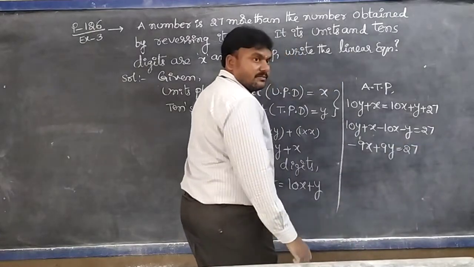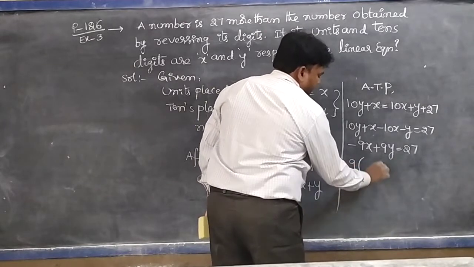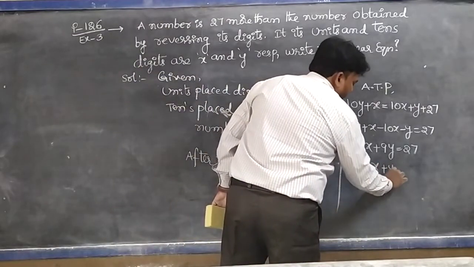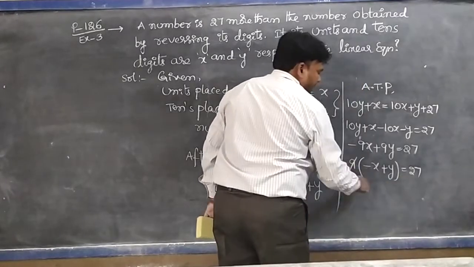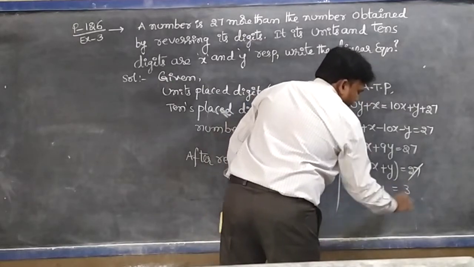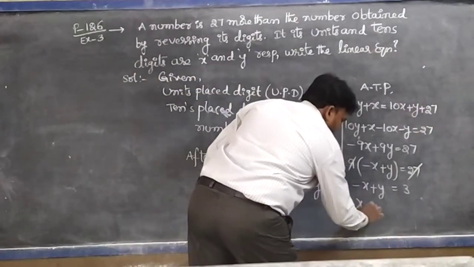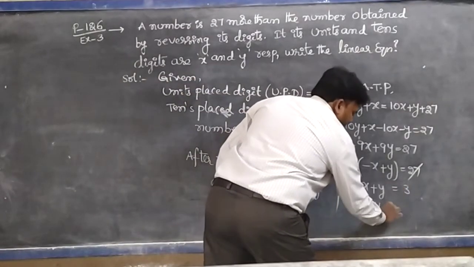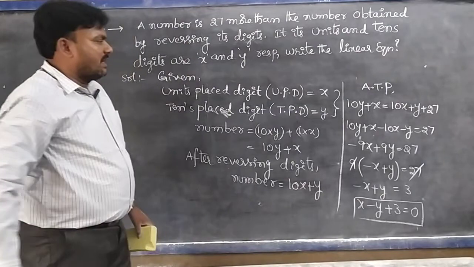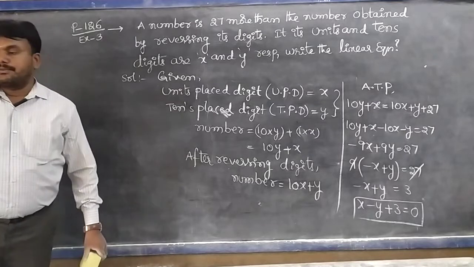Okay, in both terms minus 9, or simply 9 as a common factor. So here minus x plus y equal to 27 by 9, that is 3. Okay, in all the terms multiplied by minus, then x minus y minus 3 transferred to the left side becomes plus 3 equal to 0. This is the linear equation in two variables, students. Okay, observe this problem. This model is very, very important from the exam point of view.